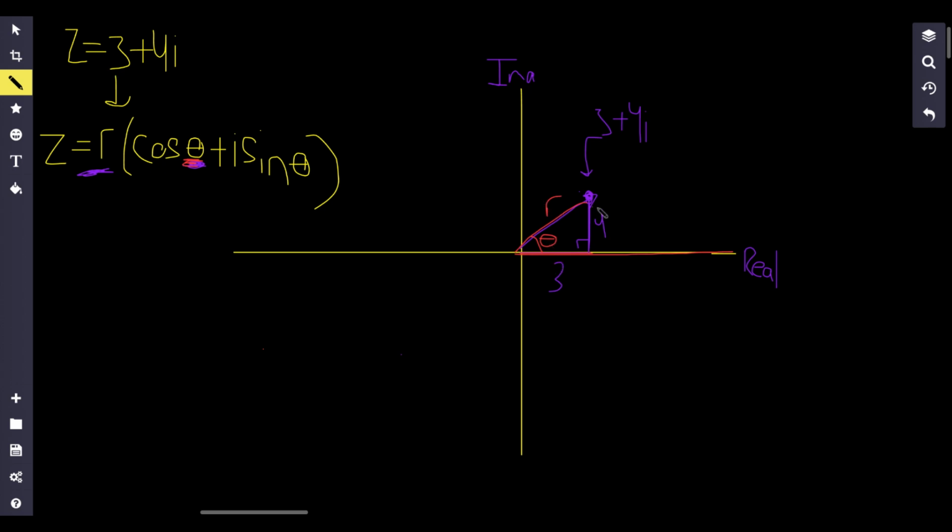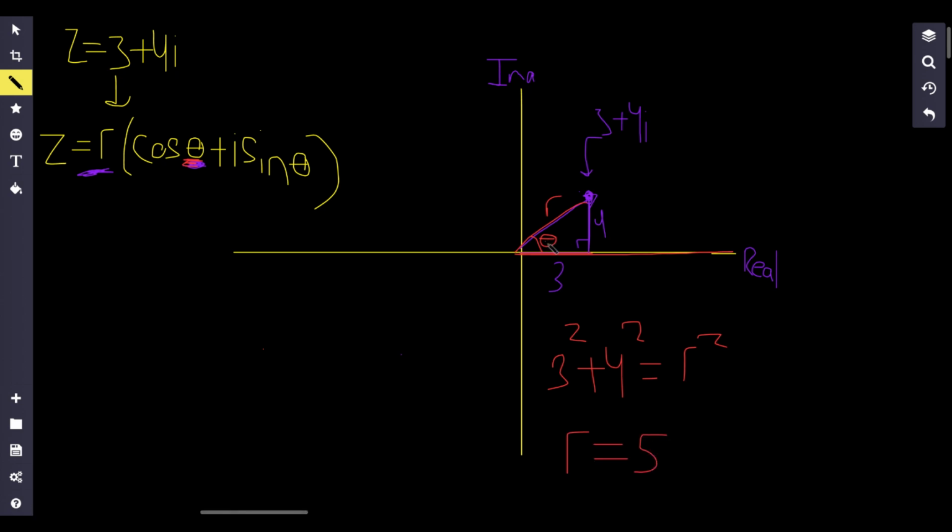Now r, you can get easily because notice how this is a right triangle and we have two sides of our right triangle. So we can get the third side via the Pythagorean theorem. And this is just going to be a classic 3, 4, 5 right triangle. So r is going to be equal to 5.